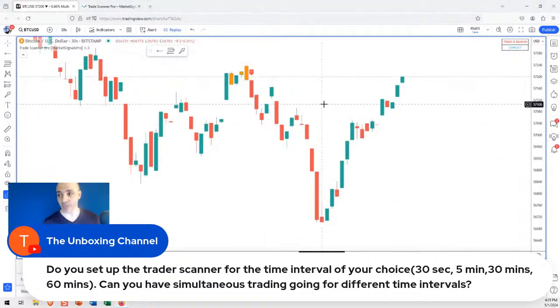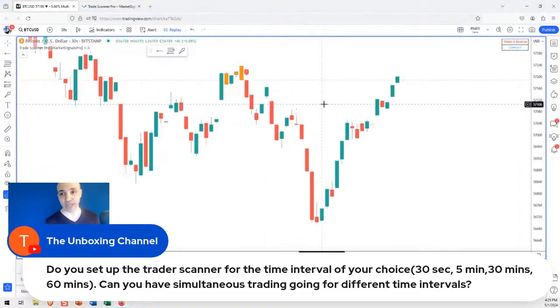Now I suggest you start out with one time frame in the beginning, but that's the great thing about TradeScanner Pro. You choose the time frame. It could be a 30-second, a 1 minute, a 30-minute, a daily, a weekly. Of course, the risk on the daily chart is going to be very high because the stop is going to be very wide. But you use it on any time frame you want. And if you're running multiple charts, obviously you can run multiple time frames.